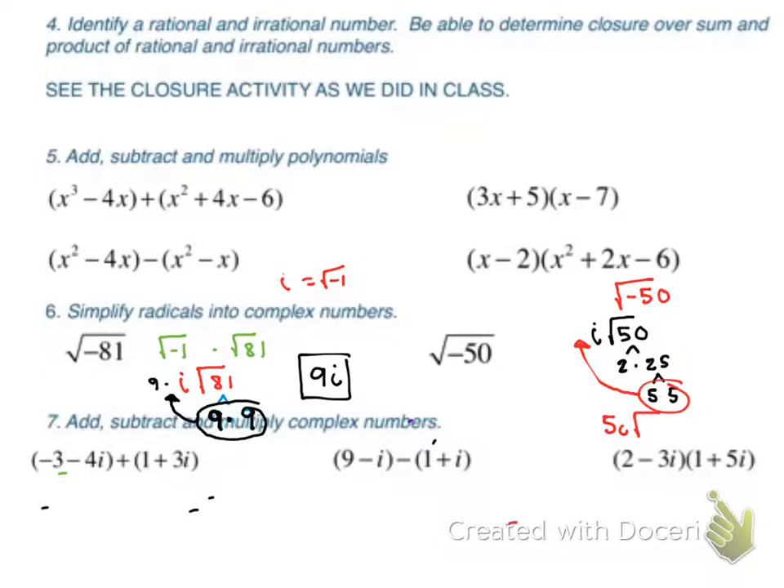And then we look to see what's left underneath. There's a 2 left and nothing else. So that is our final answer there: 5i times the square root of 2.